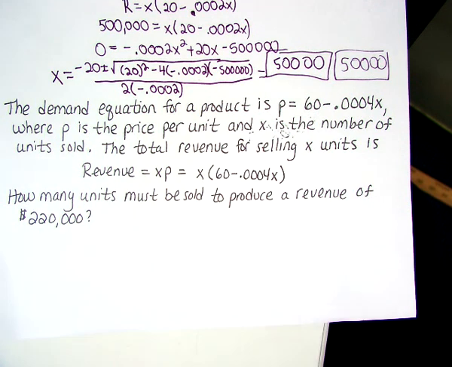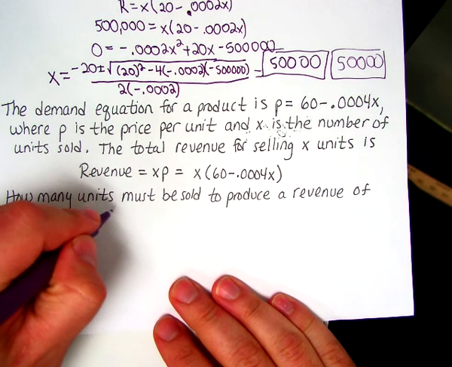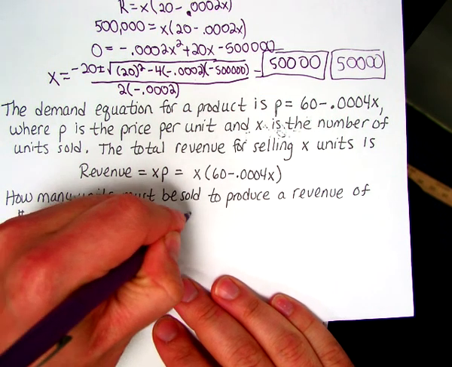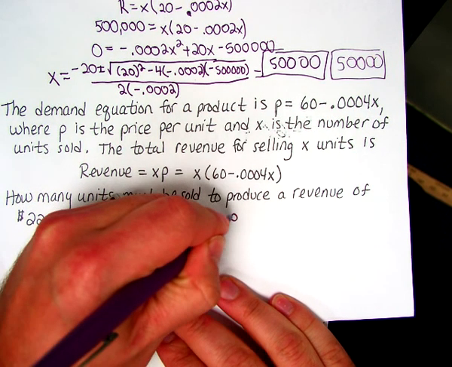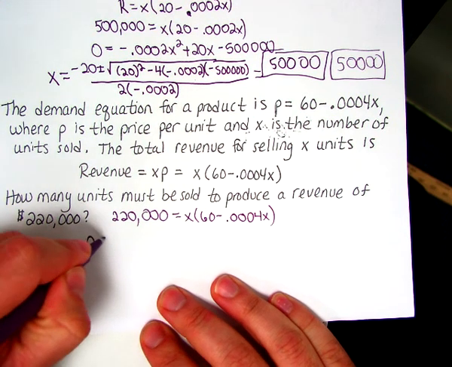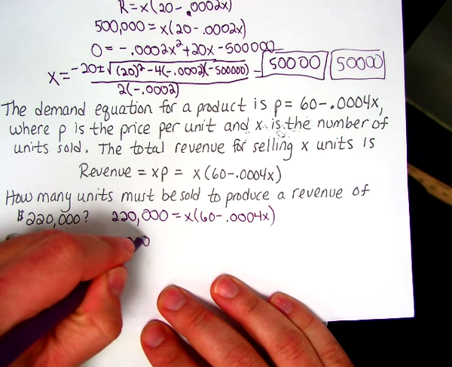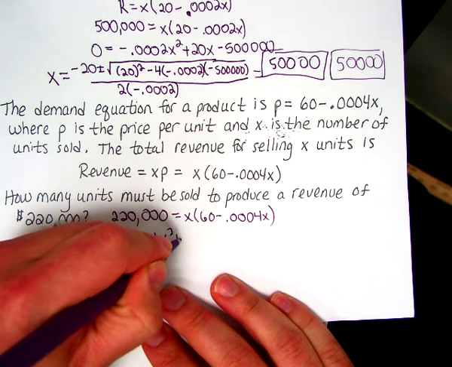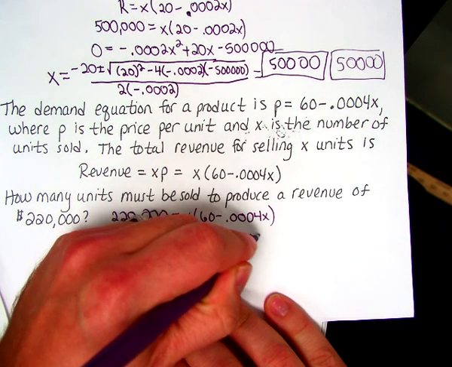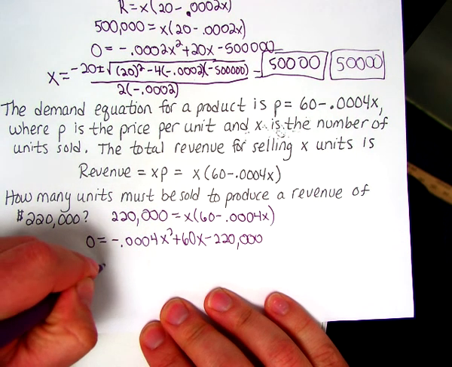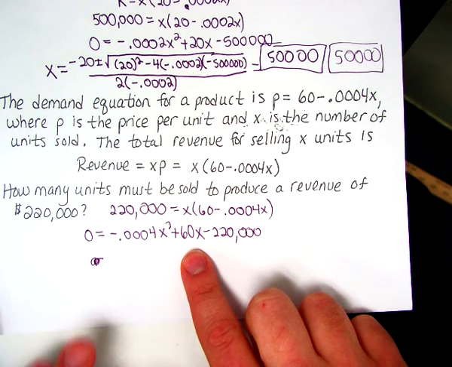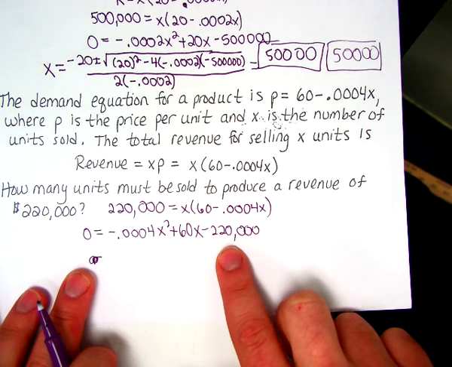Okay, so now that you've taken the time to work through it, let's set up the problem. We have 220,000 equals X times 60 minus 0.0004x. Rewrite this in standard form. We have 0 equals negative 0.0004x squared plus 60x minus 220,000. Okay, our A value is negative 0.0004. I think I said too many zeros there. B value is positive 60, and C value is negative 220,000.